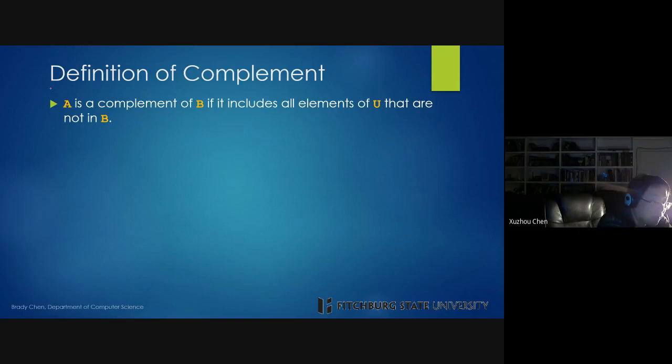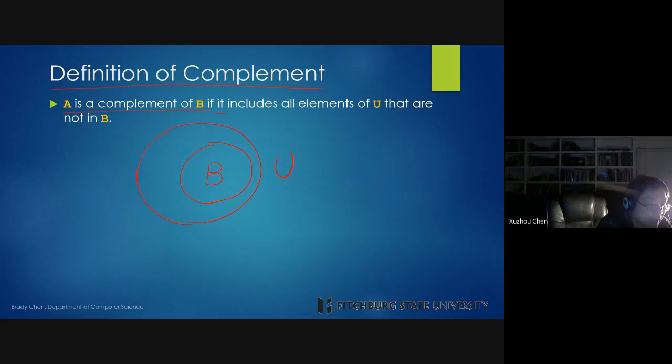So here's the definition of complement. A is a complement of B if A includes all elements of U that are not in B. So, A is a complement of B. That's U. A is a complement of B if it includes all the elements of U that are not in B.